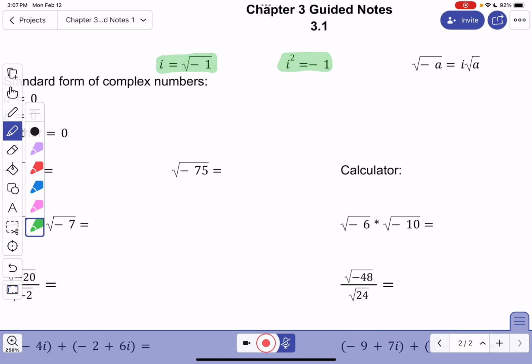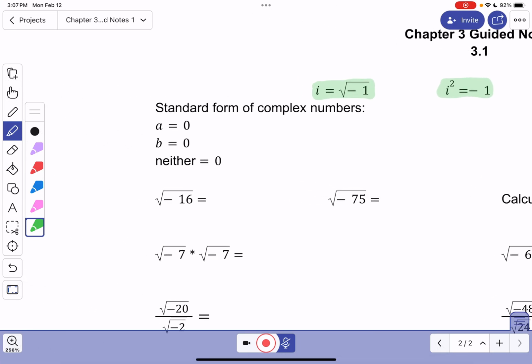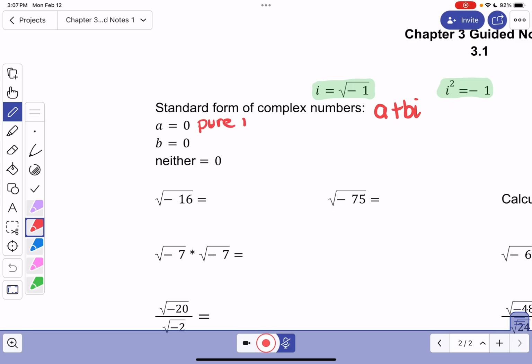So essentially, if you have the square root of negative a, that negative sign is just an i on the outside of the square root. Standard form of complex numbers is a plus bi, where a is your real part, b is your imaginary part. If a equals 0, you have a pure imaginary number. So that'll look like 2i. If b is 0, you have a real number. That looks like 5. If neither is 0, that's when we have a complex number, and it looks like 2 plus 4i.